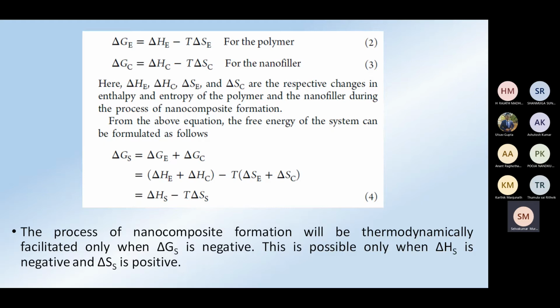So that means the process of nanocomposite formation will be thermodynamically favored or facilitated only when the delta G is negative. And that's possible only when delta H is negative. Of course, delta H and delta G are almost the same. And delta S, the entropy, should be positive. Okay.